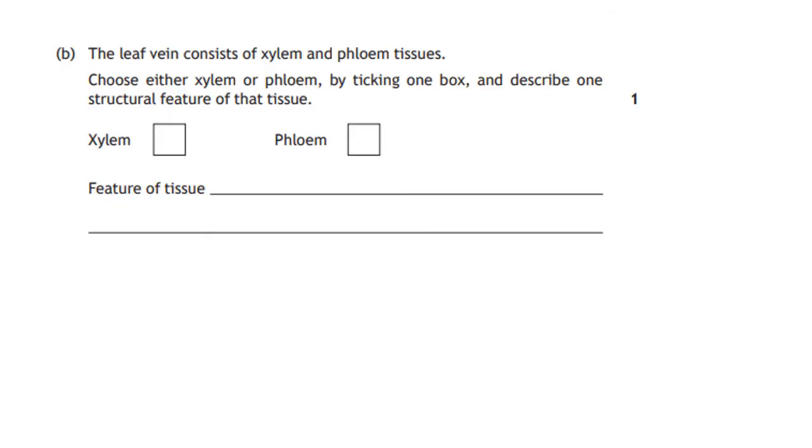The leaf vein consists of xylem and phloem. So all we've got to do here is it says pick one of them and describe a structural feature. So if we go from xylem, what's a structural feature? It has got rings of lignin, right? What else could I say? I could say it's hollow, right?